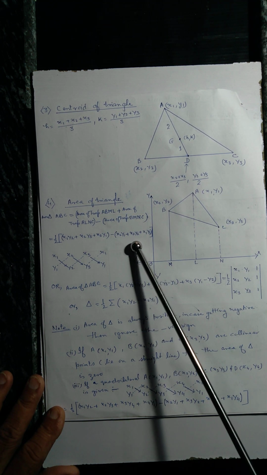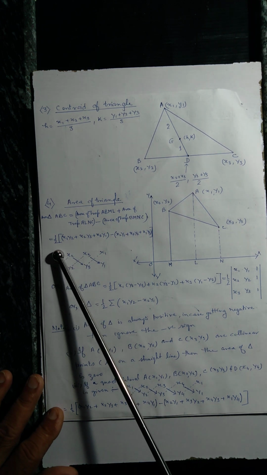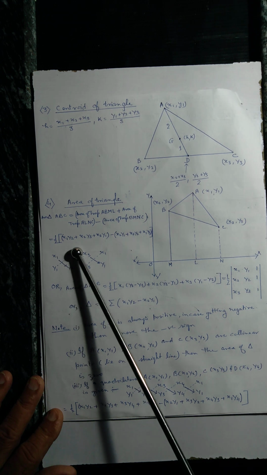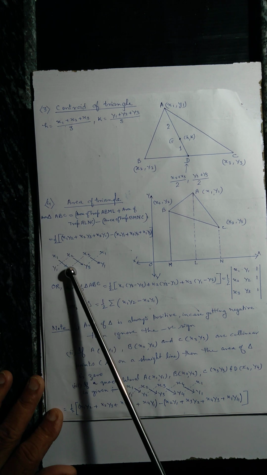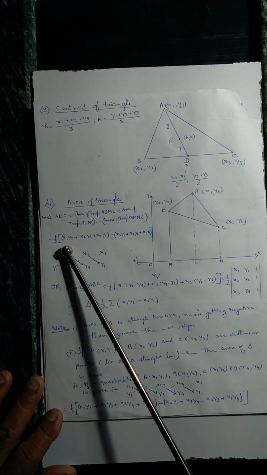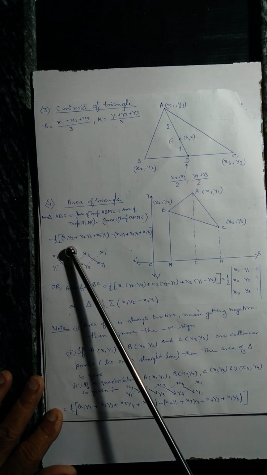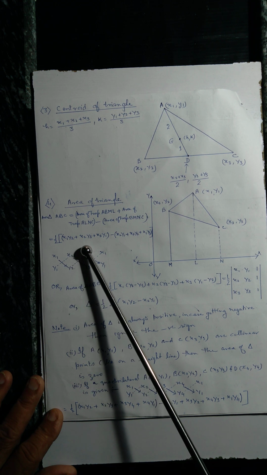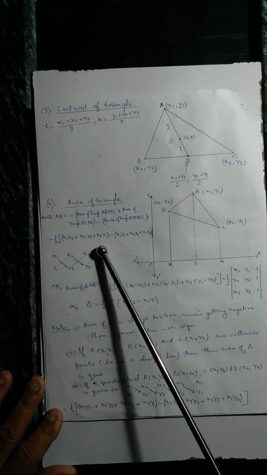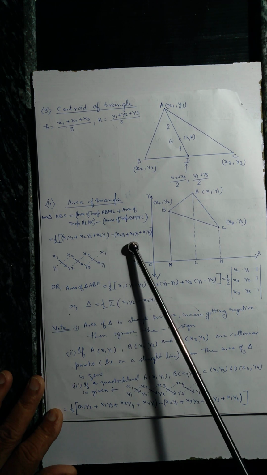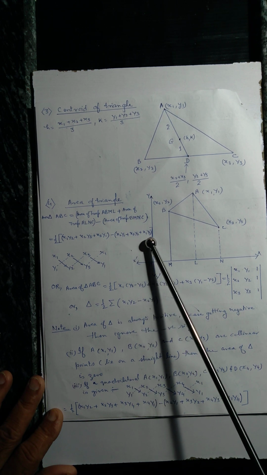Now proceed. From here you see the general formula for the area of a trapezium is the sum of the parallel sides into the perpendicular height between the parallel sides. So here you see x1 y2 plus x2 y2, x2 y3 plus x3 y1 minus x2 y1 plus x3 y2 plus x1 y3.